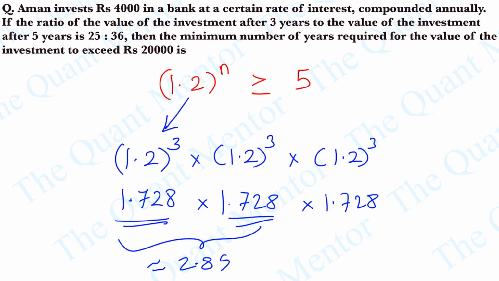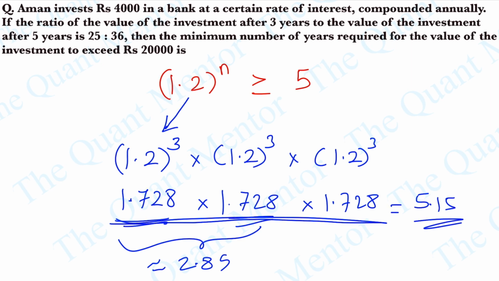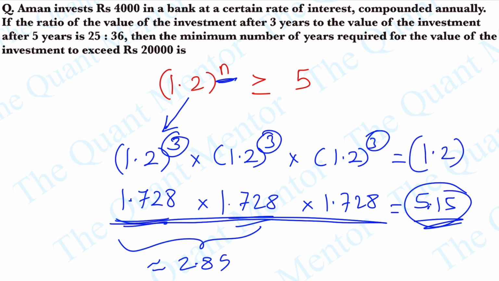As a confirmation, you can multiply these three now using the calculator. 1.728 into 1.728 into 1.728. Bingo, you get the same value, 5.15, in a much faster way. So yes, we can now be sure that N is actually 3 plus 3 plus 3. It is 1.2 raised to 9. N should be equal to 9.